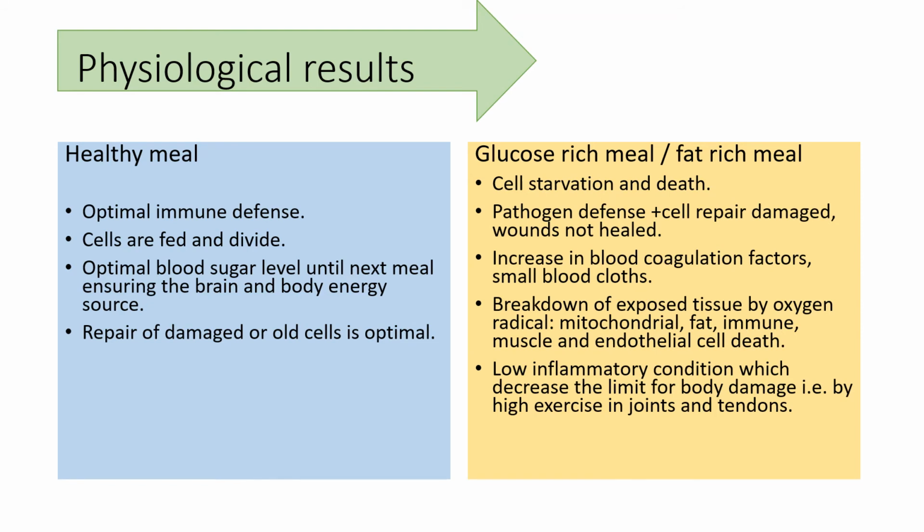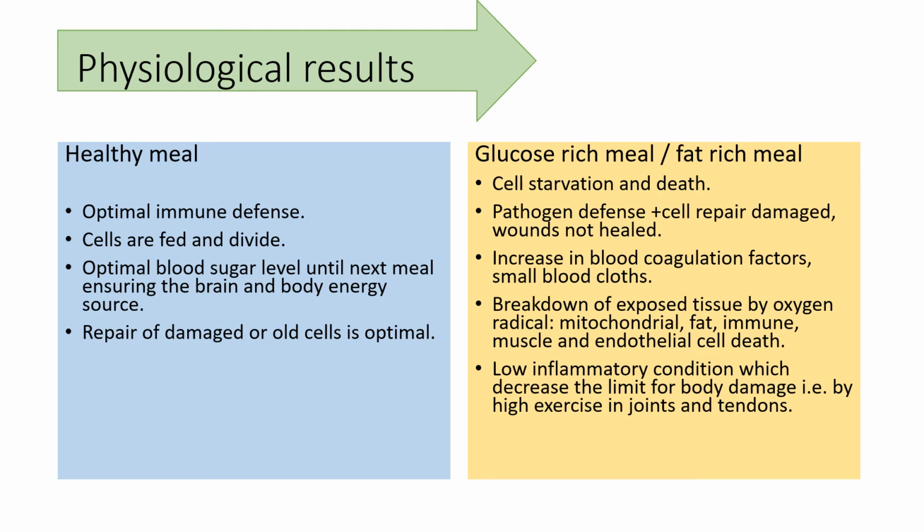The physiological results from these meals will be as follows. The unhealthy meal listed over here will result in cell starvation and death. This will include the immune defense cells, which are then weakened and not as strong. Therefore, the pathogen defense will not be as good, and the cell repair of damage and wounds are not being healed as well.